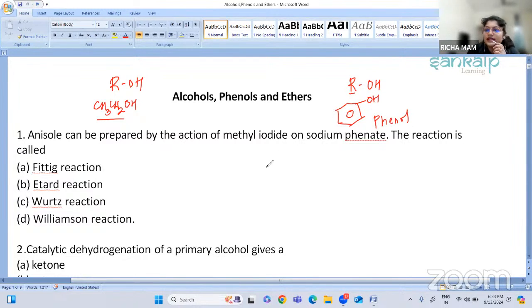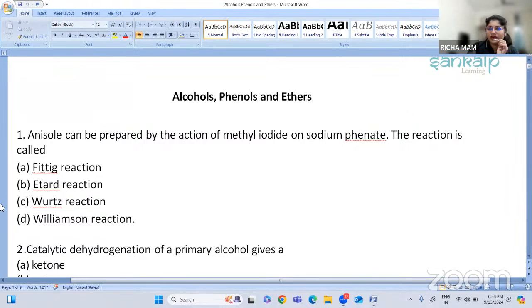What are ethers? Ethers are also organic compounds, which have the functional group ROR'. Your R can be an alkyl group or it can be an aryl group. I hope you know what an alkyl group is and what an aryl group is. I just gave you a basic idea of how we represent alcohols, phenols, and ethers. So let us start with the questions now.